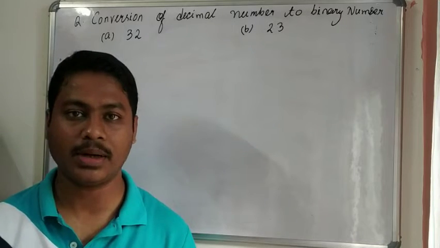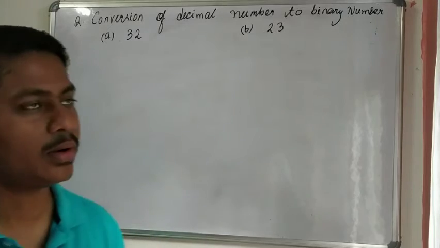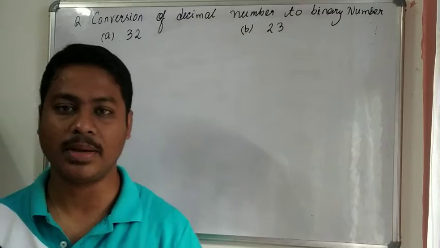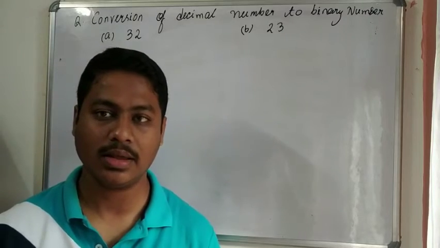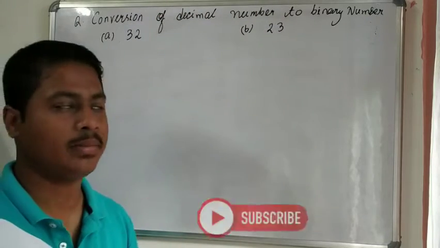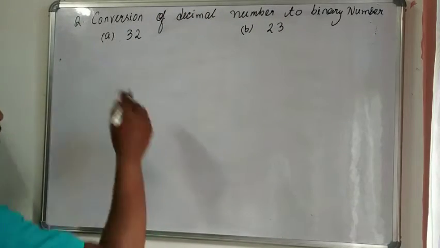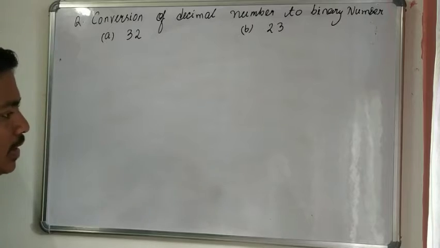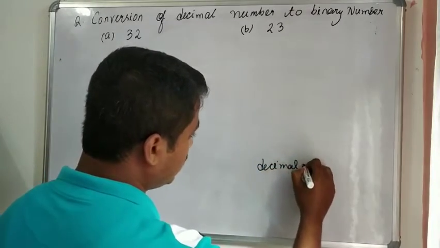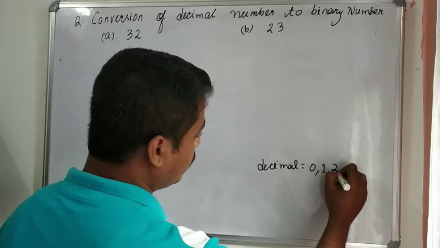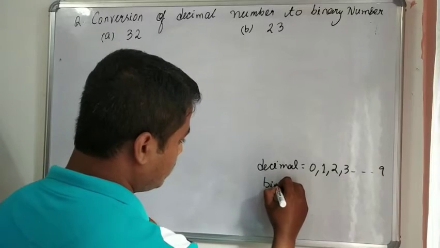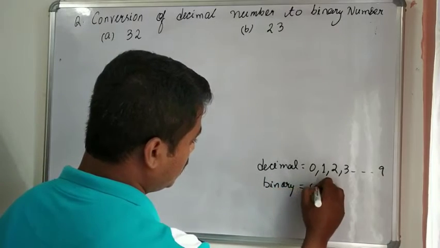In this chapter we have discussed the conversion of the binary number system to the decimal number system, which I have already shown in the class. Now we will be discussing the conversion of the decimal number system to the binary number system. As I have already discussed, decimal consists of 0, 1, 2, 3, up till 9, and the binary number system consists of 0 and 1.